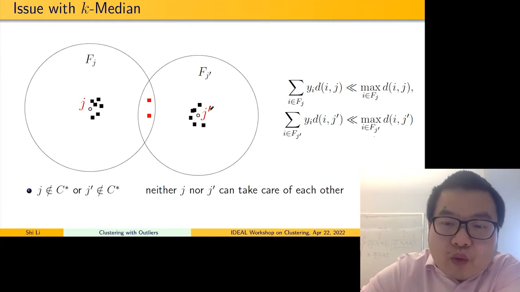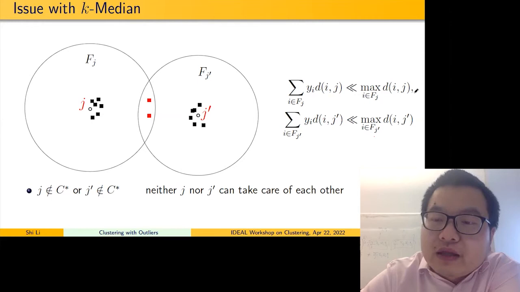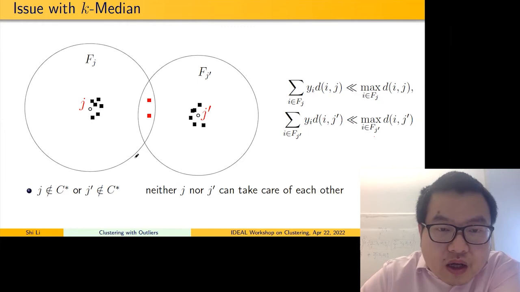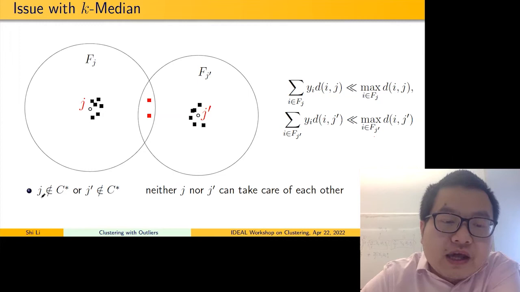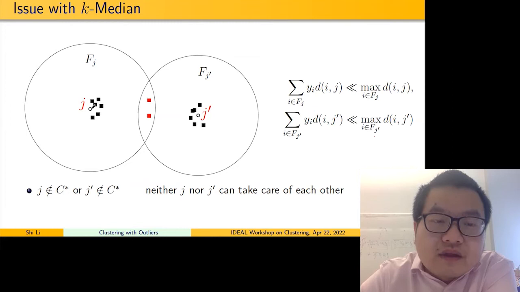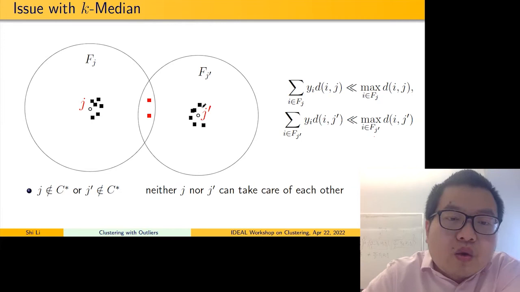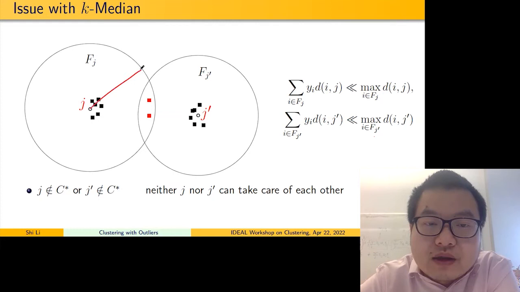Then what do we have? The average distance from j to Fj, which is the cost of j in the LP, is very small compared to the radius of the ball, the maximum connection distance for j. The same happens for j prime. Since the two balls overlap, j and j prime cannot both be in C star. We need the Fj to be disjoint. But on the other hand, j cannot take care of j prime, and j prime cannot take care of j, right? The distance from j to j prime is very big compared to the cost of j. So this is the issue with k-median. While in k-center, the maximum connection distance is the cost, so j prime can take care of j.